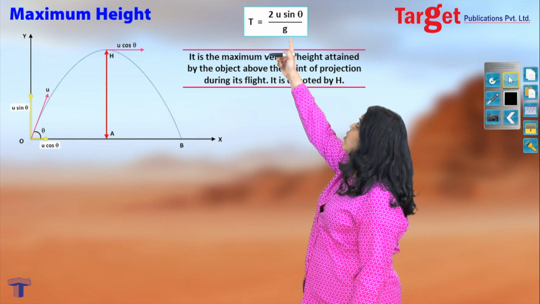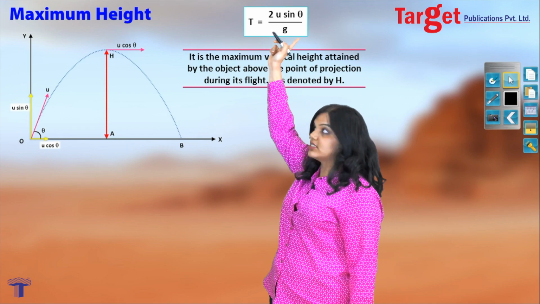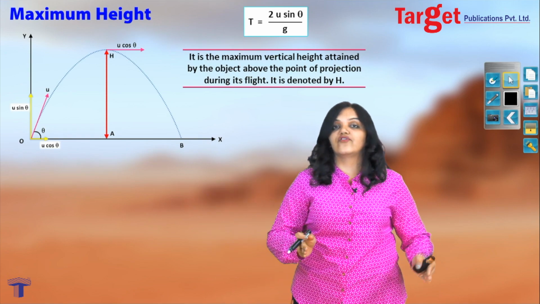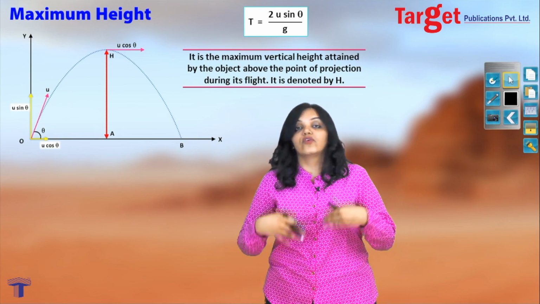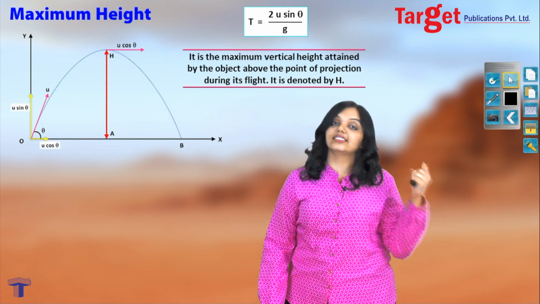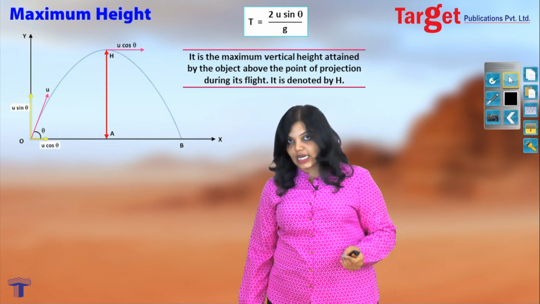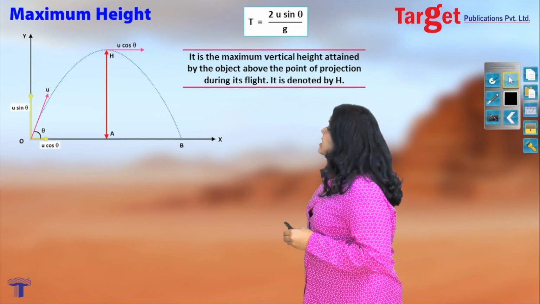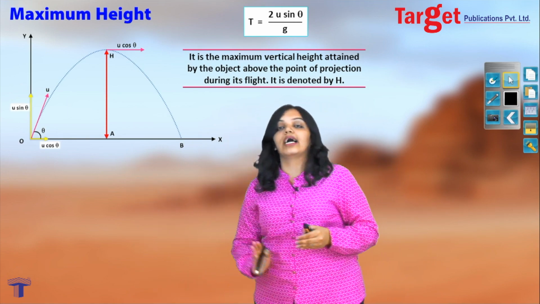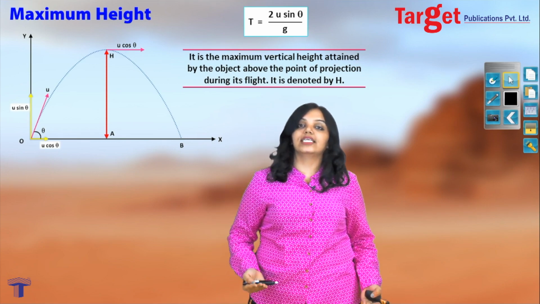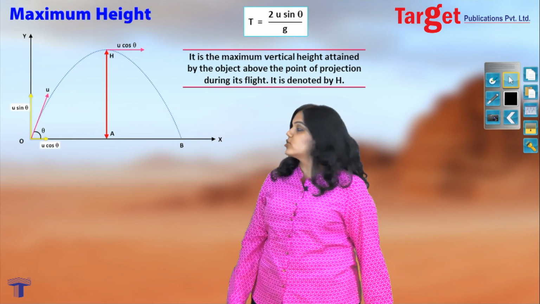As you can see, I have already written the formula for time of flight down on the board, which means I'm going to use it for this module. If you're wondering where this formula came from, go back to the previous video where we derived the formula for time of flight. Since maximum height is nothing but the vertical distance, I'm going to use a kinematical equation for the y direction.